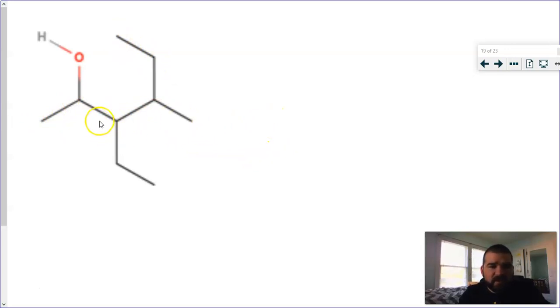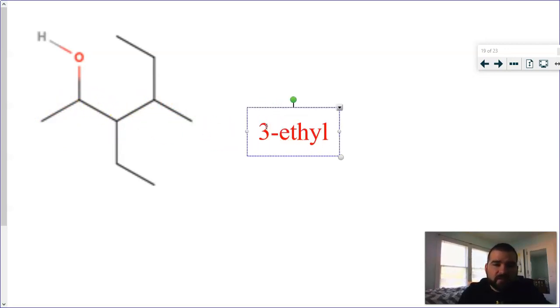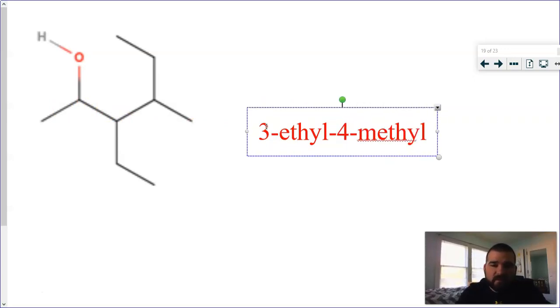Okay. And we would name this in alphabetical order. So E is going to get labeled first. E comes before M for the methyl. So 1, 2, 3. So 3 ethyl, 4 methyl, 2 hexanol.